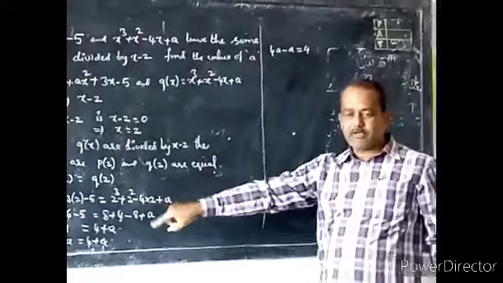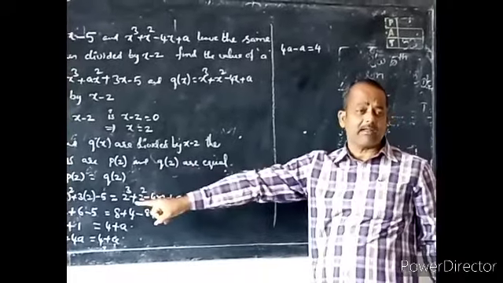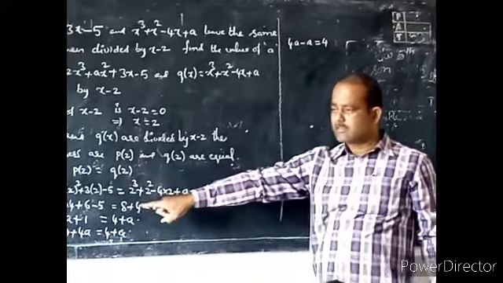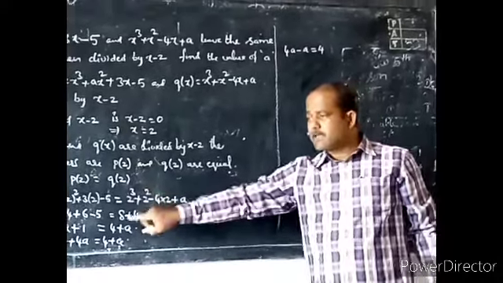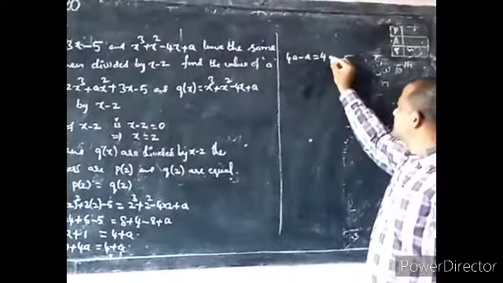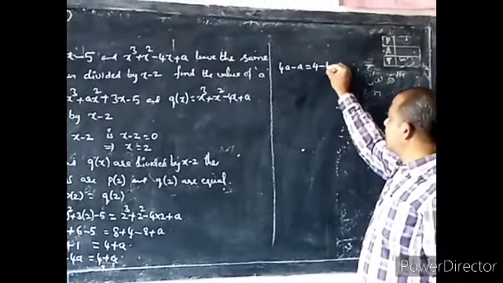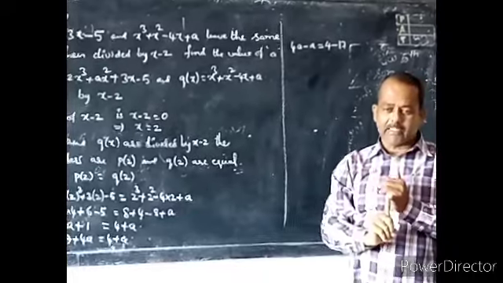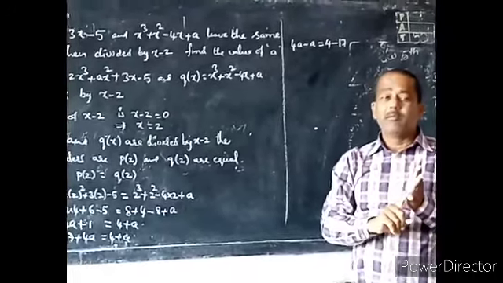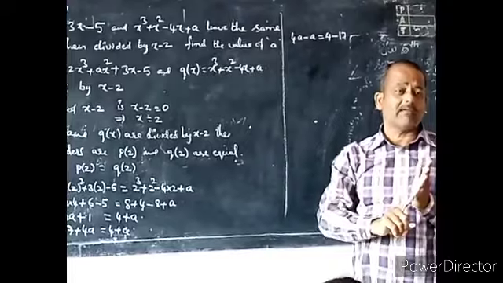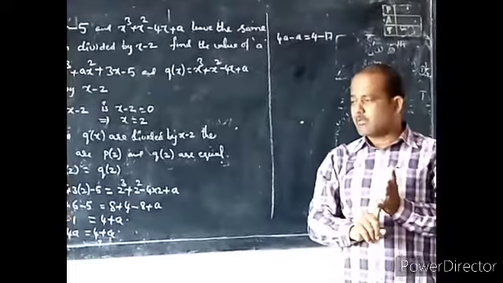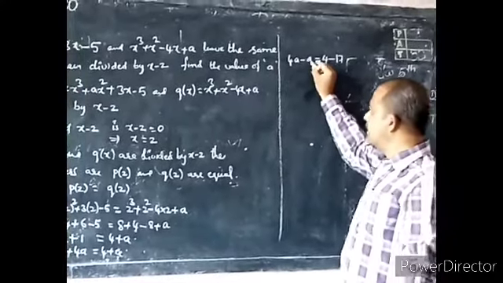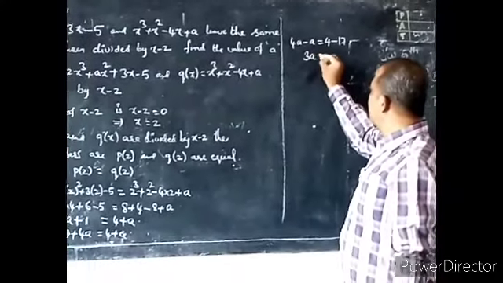If you transpose from left to right, what symbol does it contain? Before the 17, no symbol means it contains plus. So plus 17 is sent outside. It becomes minus 17. When we are transposing, plus becomes minus, minus becomes plus, multiplication becomes division, division becomes multiplication. Keep in mind always. Now 4a minus a is 3a.